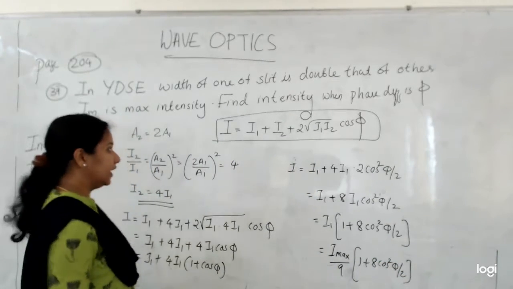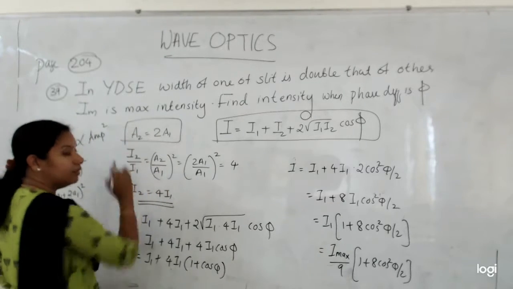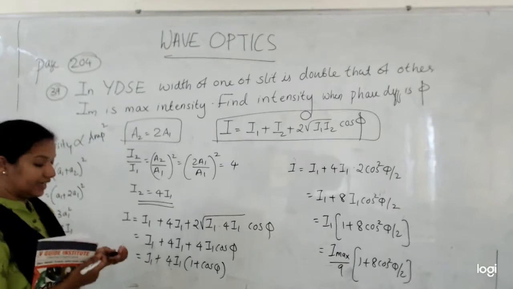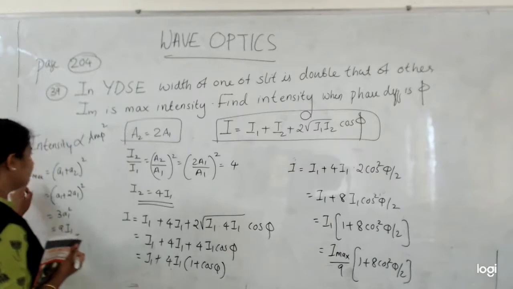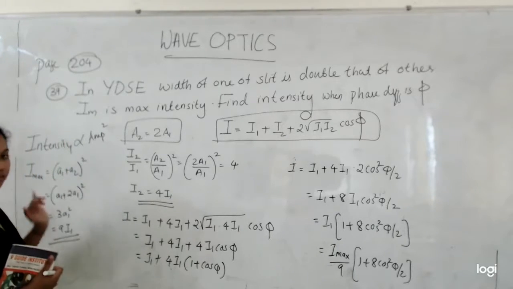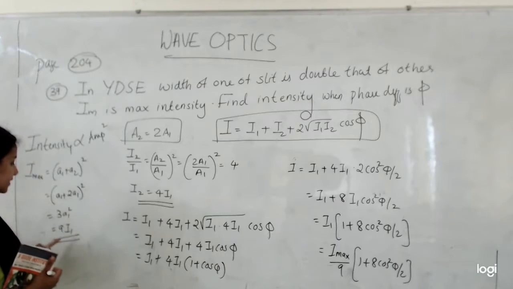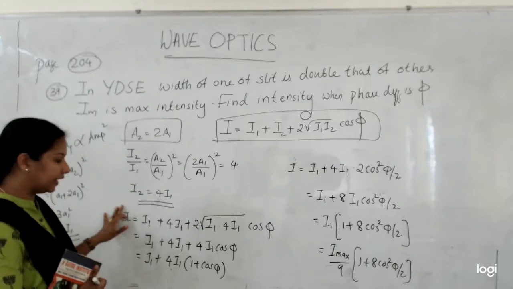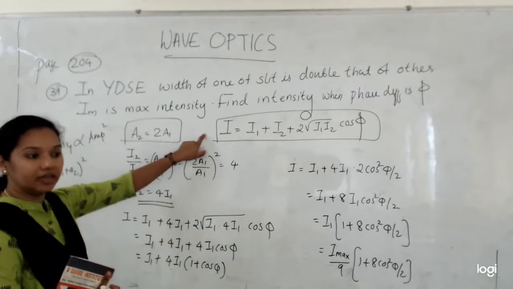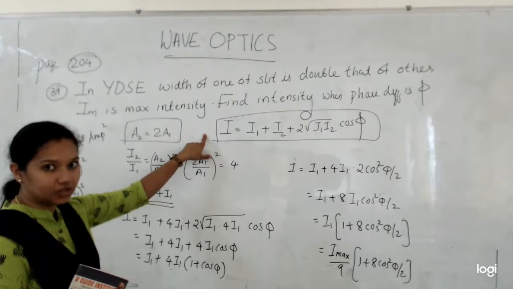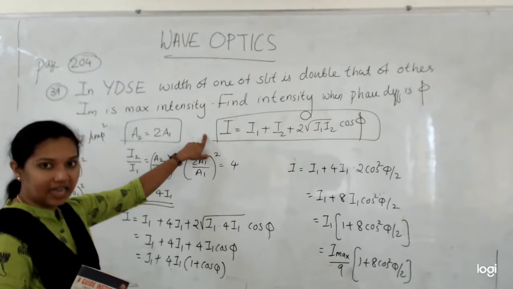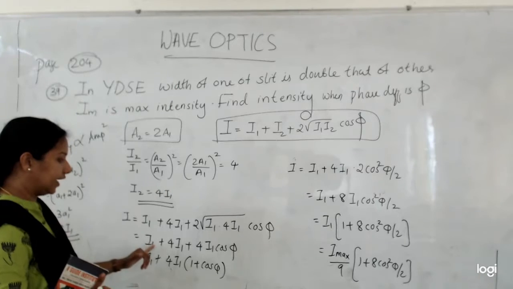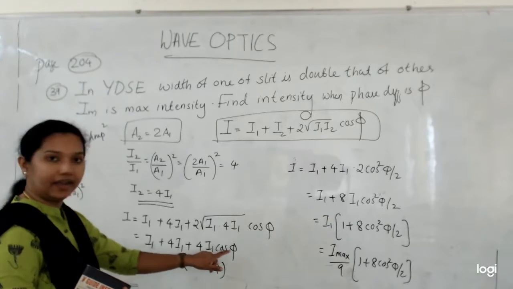In many exams they ask this. The hint in the question is that the amplitude of one is double that of the other, and the options are given in terms of maximum intensity. So the maximum intensity formula we should remember: A1 plus A2 the whole squared. So I just calculated my maximum intensity. After that, the I1 and I2 relation we have taken. Then this formula you remember: if two waves of different intensity are superposing, we will get I1 plus I2 plus 2 root over I1 I2 cos phi. Then we substitute I1 plus 4I1 plus 4I1 cos phi.